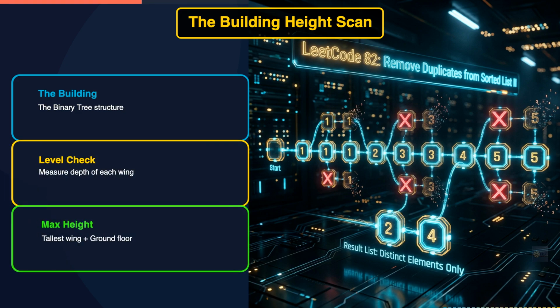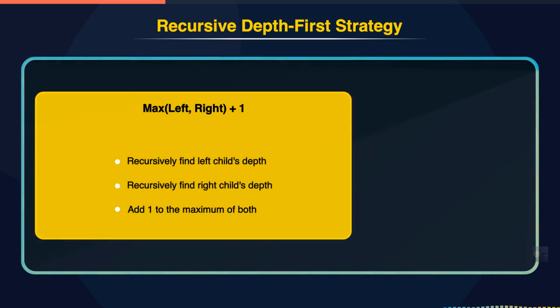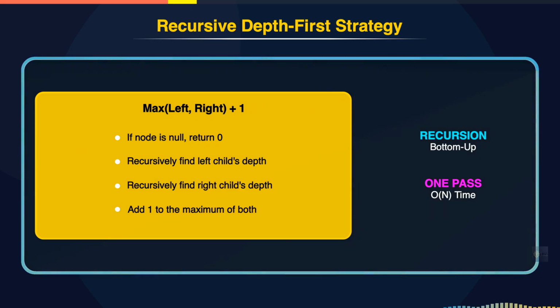It's that simple. For our strategy, we'll use recursion. The depth of any node is simply 1, plus the maximum depth of its left and right children. If we reach a null node, we know its depth is 0. This bottom-up approach ensures we calculate every path accurately.